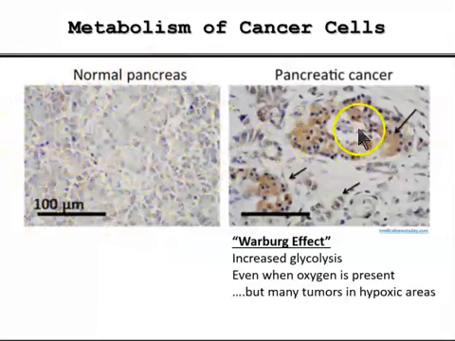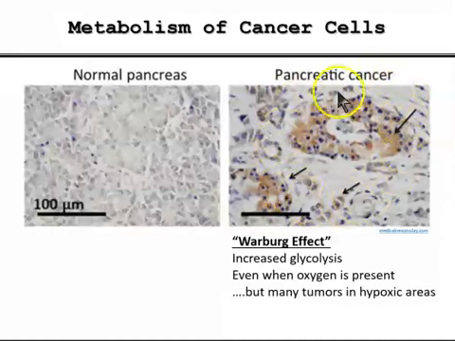pancreas. And here you can see an example of pancreatic cancer. So we have proliferation of atypical cells marked by increased metabolic rate and increased rate of replication. Cancer cells tend to exhibit what's called the Warburg effect. And the Warburg effect is marked by increased rate of glycolysis even when oxygen is present.